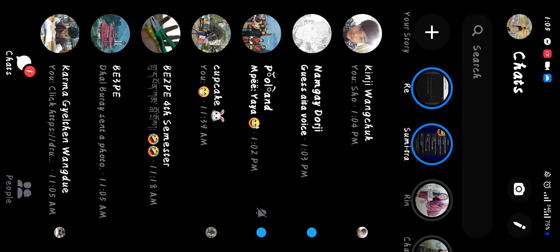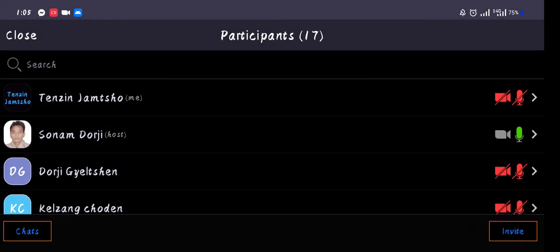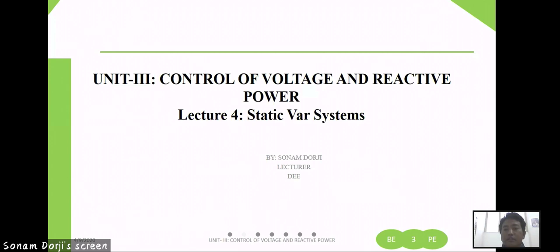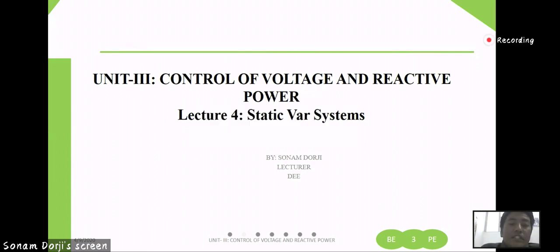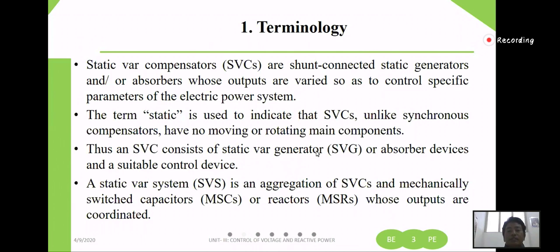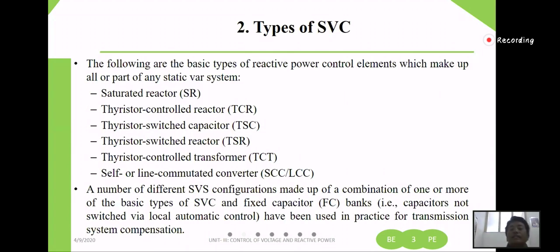So now we start our session. Yesterday we learned about active and passive compensation. Under active compensation, we studied a little bit on static VAR systems. Under the static VAR system, we learned some terminology, when you call it an SPCS, when you call it an SPG, and when you call it an SBS. All this terminology we learned yesterday, and we also completed the types of SVC.